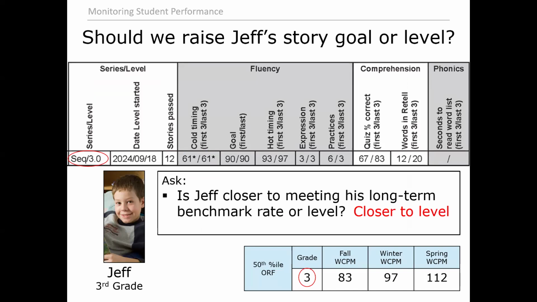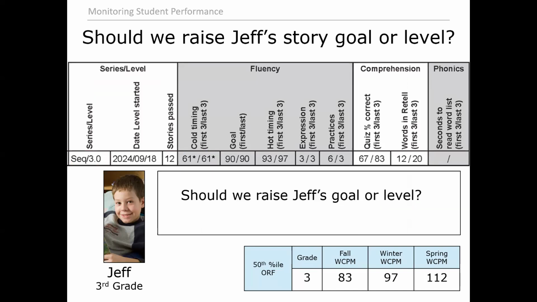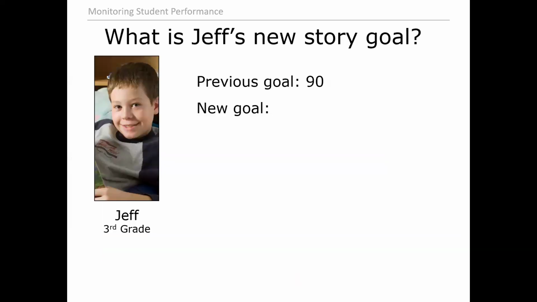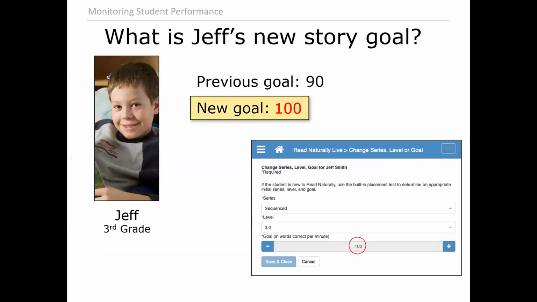Okay, so Jeff is a little bit like Lee. He's pretty close at grade level. I'm not that worried about the level that he's working in, but I am worried about his pace. So I'm going to raise his goal. I'm going to let him become more automatic with the words at that level before I put him in a harder level. So Jeff's new goal would be 100.